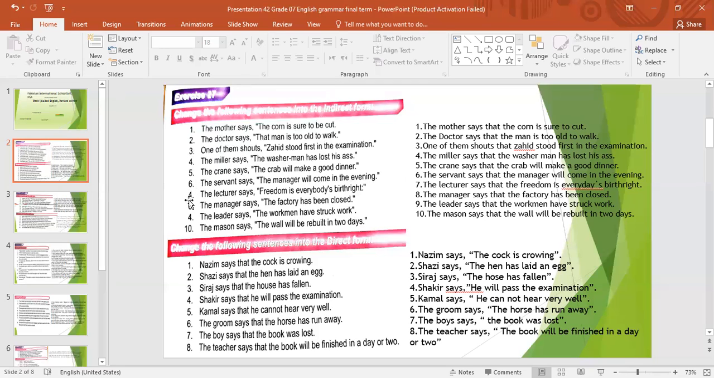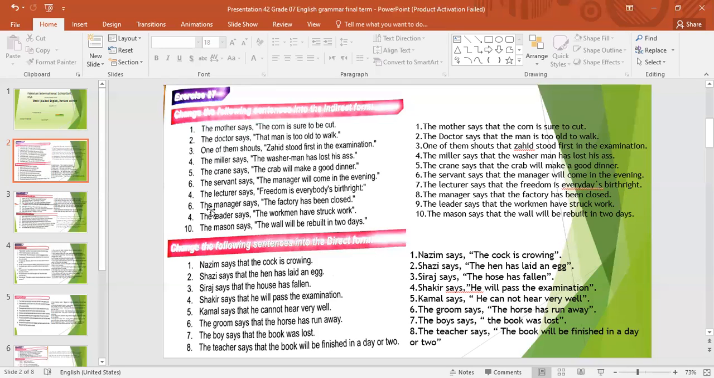This is number seven. The lecturer says, "Freedom is everybody's birthright." So here in indirect speech, the lecturer says that the freedom is everybody's. It is written "everyday's." This is wrong. It is "everybody's birthright." Okay, everybody's birthright.